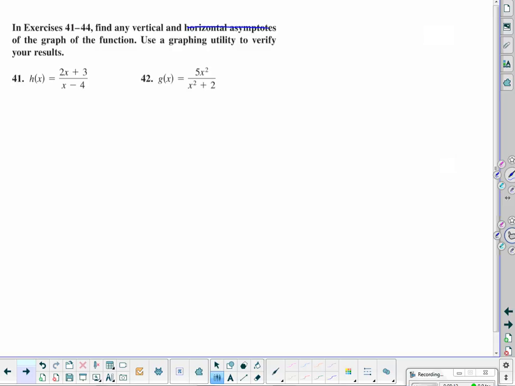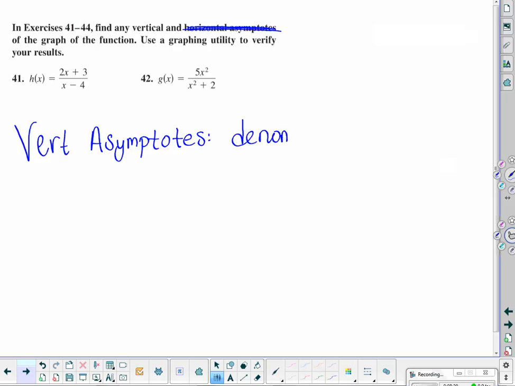We can wipe out the horizontal asymptotes. We studied that back in chapter 1 and we didn't revisit it in chapter 3. So purely focusing on vertical asymptotes. Vertical asymptotes occur when the denominator is equal to 0. That's the most typical place that you're going to find it. So we're looking for the denominator equaling 0. And on 41, it appears that we will have that situation.